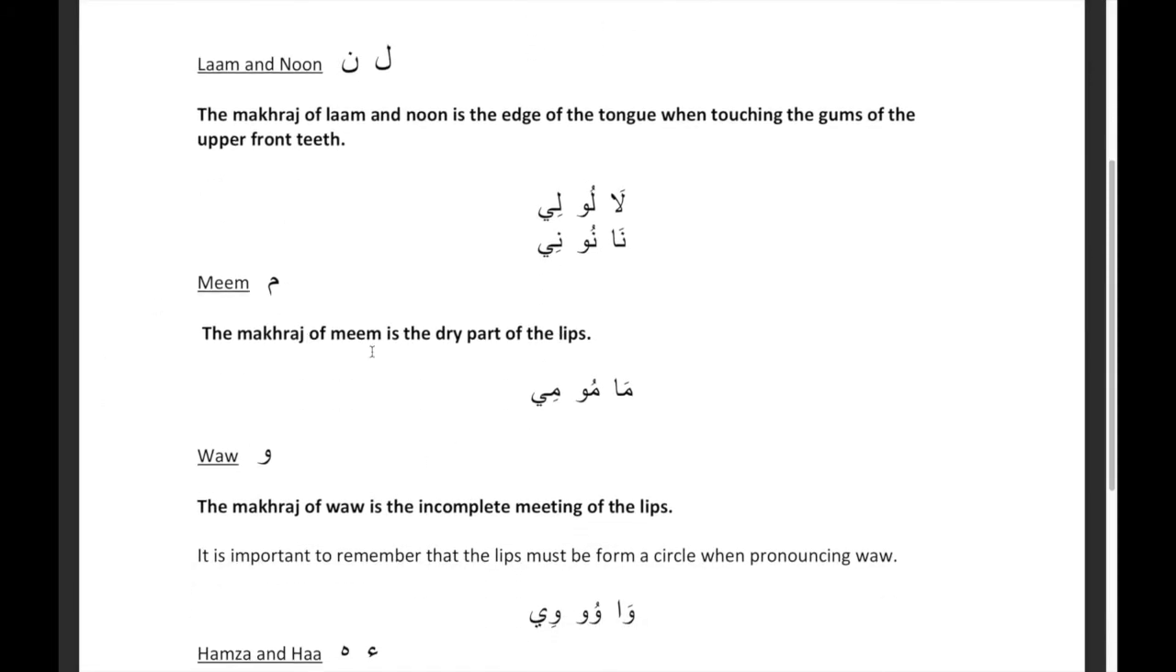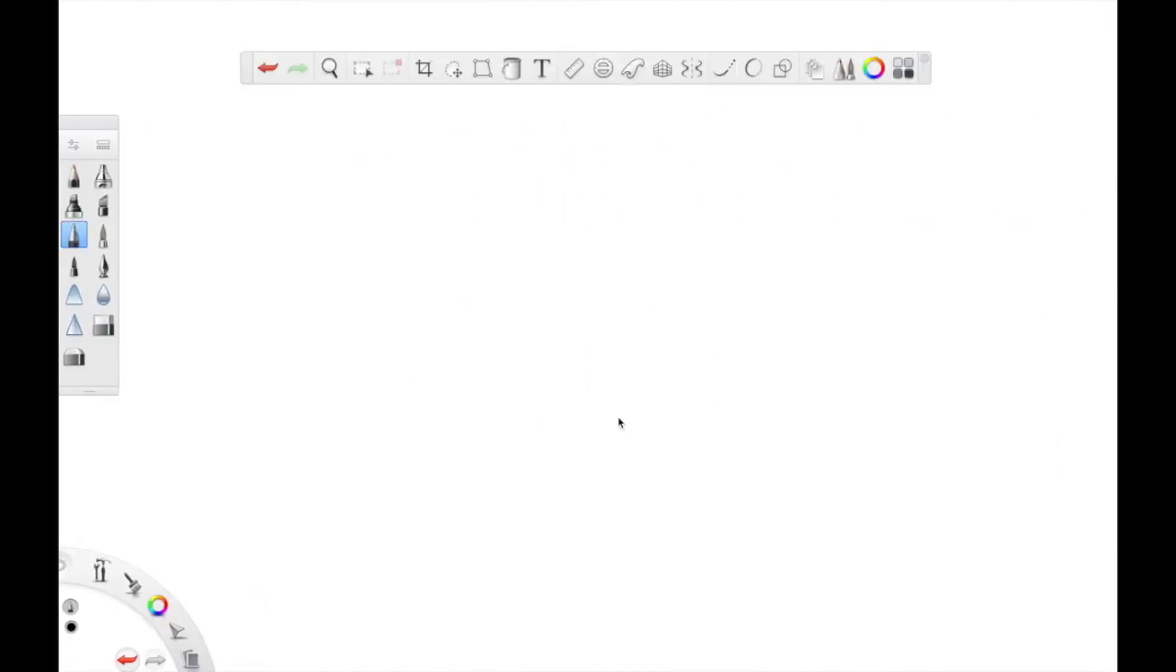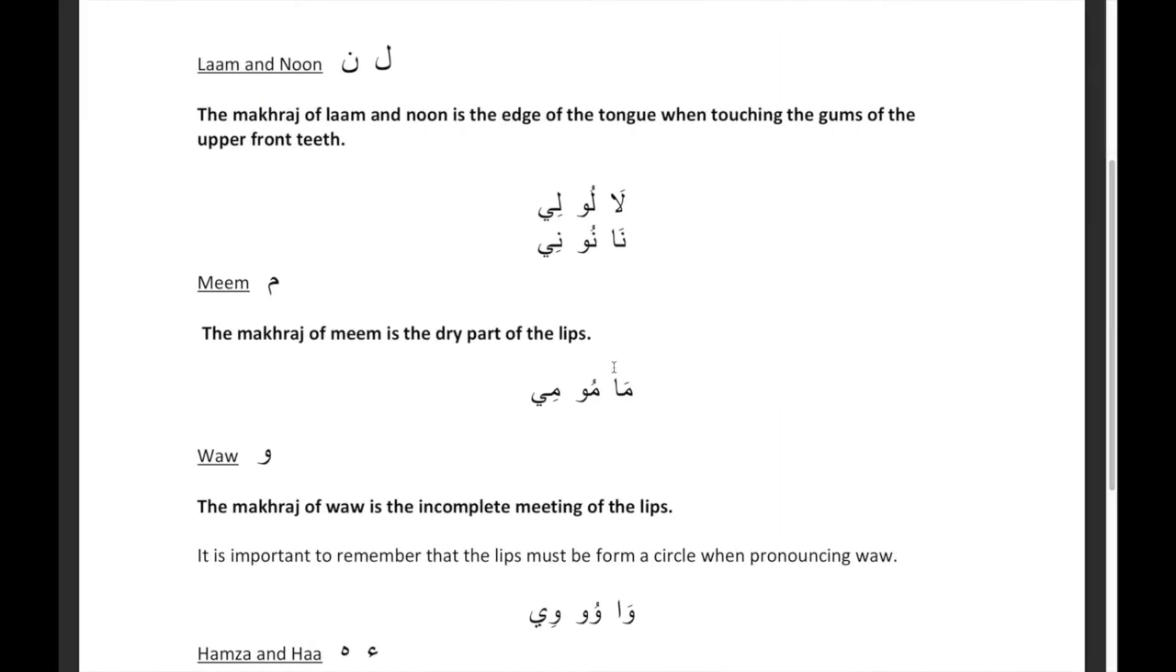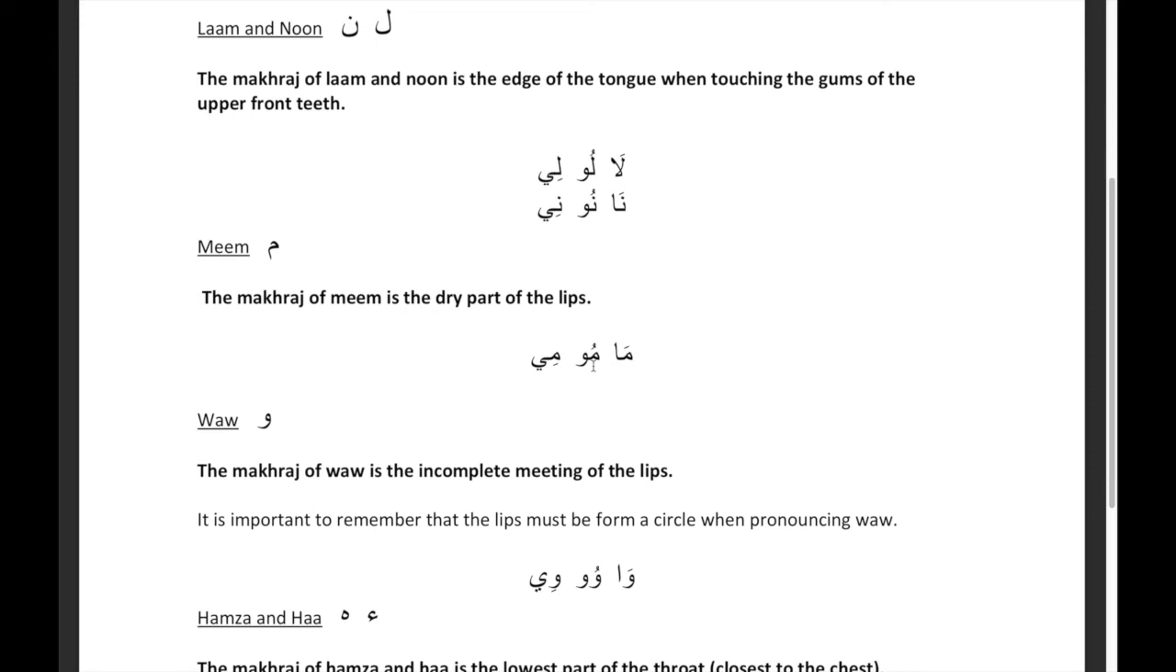The makhraj of Mim is the dry part of the lips. Ma, mu, mi. You don't have to take your lips all the way inside your mouth to emphasize it, but the difference is very small. If this is your lip, remember Ba was from the moist part. Mim would, if Ba is from here, Mim would just be a little bit more dry. Ma, mu, mi.